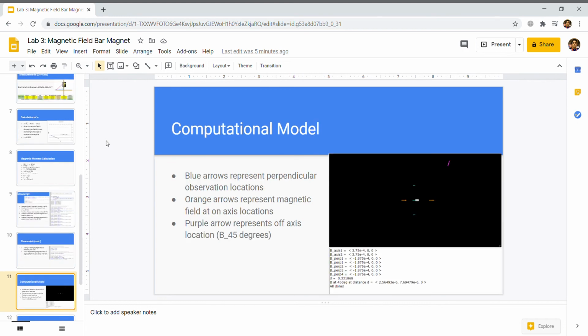Listed to the right is my computational model itself. As you can see, the blue arrows represent perpendicular observation locations. The orange arrows represent the magnetic field at on-axis locations. And then finally, the purple arrow all the way to the top represents the off-axis location, or B at 45 degrees. And listed below, you can see the value for the magnetic field at 45 degrees at distance d.